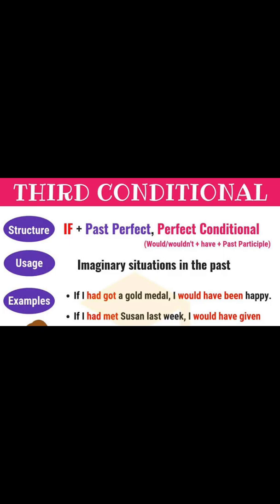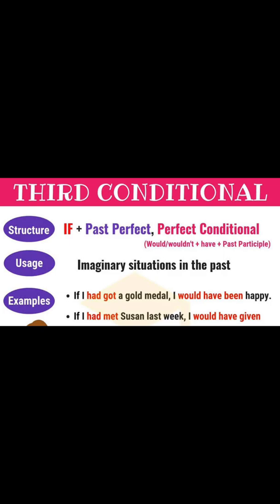Okay, in the third conditional, the structure is if plus past perfect and finally perfect conditional. Remember, the perfect conditional is made of would or could, have, and plus past participle. The third conditional is used for imaginary situations in the past.